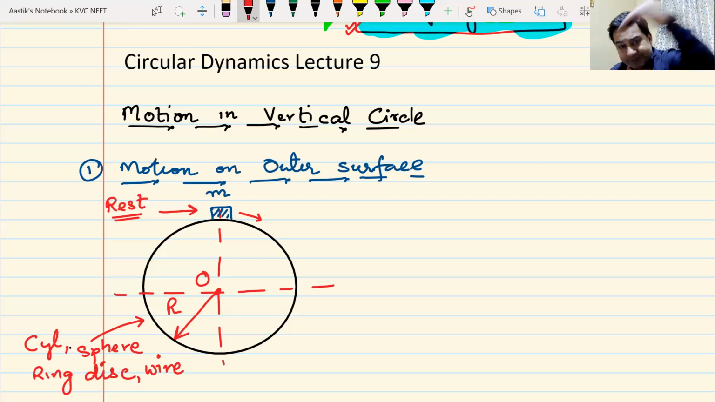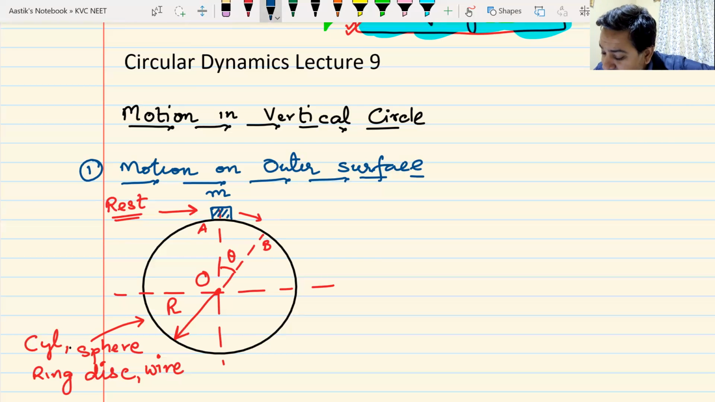Anyways, so this block is going to move and it will follow circular motion. Now at some point in time, this block will reach some point which makes an angle theta. If I say that the starting point is A, this point, let us call it B. So it will reach this point B. Now most of the questions are concentrated on these 2 points. So now the body will be here.